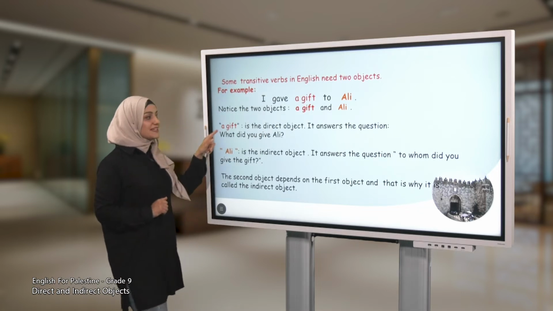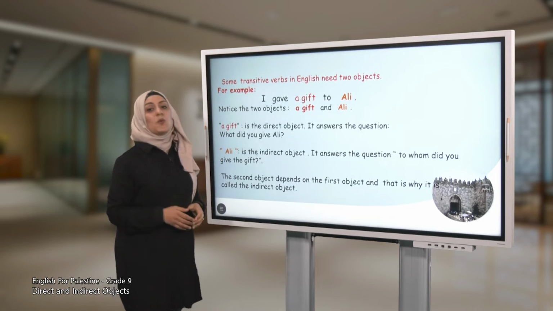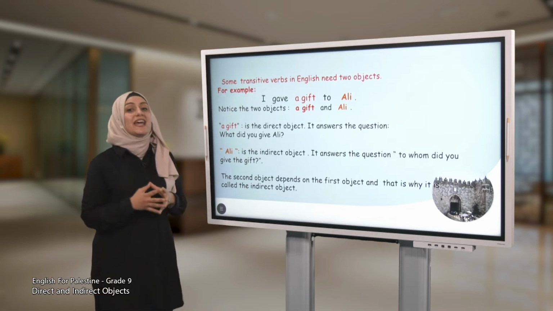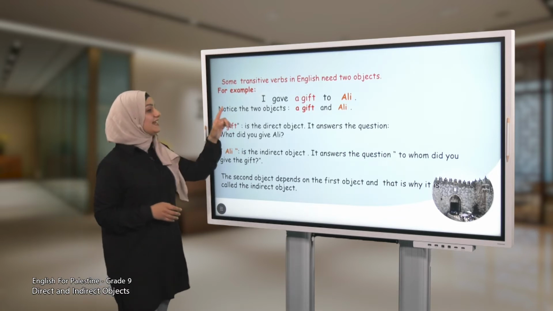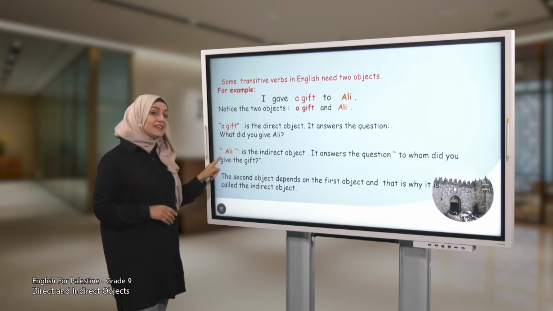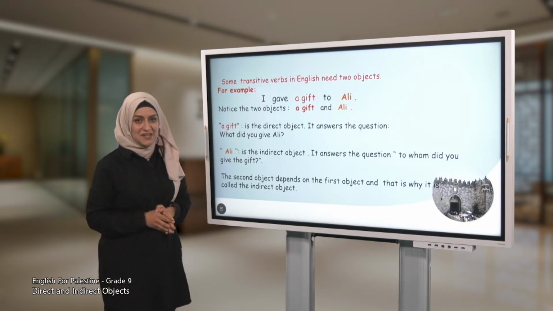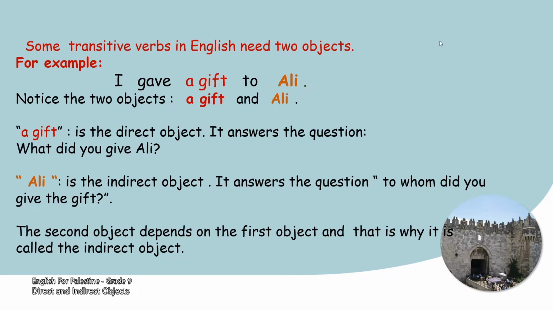Now, a gift is the direct object. Why is it the direct object? Because it answers the question, what? What did you give Ali? I gave Ali a gift. While Ali is the indirect object because it answers the question, to whom? To whom did you give the gift? To Ali. Notice that the second object, the indirect object, depends on the first object, the direct object, and that's why it is called the indirect object.